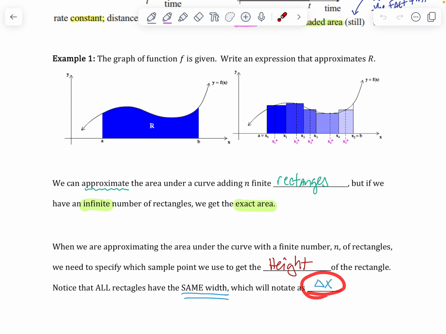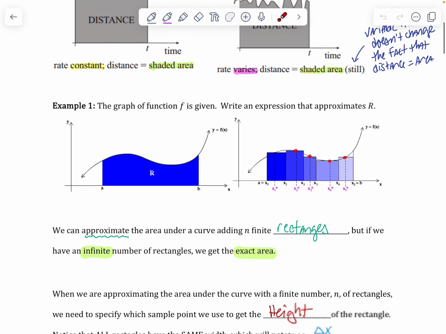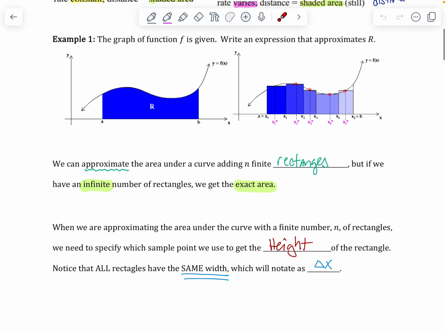But notice when it comes to the width, we're using the exact same width, delta x. Notice this first rectangle, we didn't use the left endpoint of x1, 0. We did not use the right endpoint of x1. We didn't even use the midpoint. We used where it kind of is hitting the graph. So we need to be able to discuss that as a concept, and that's what we'll see in the next pages.